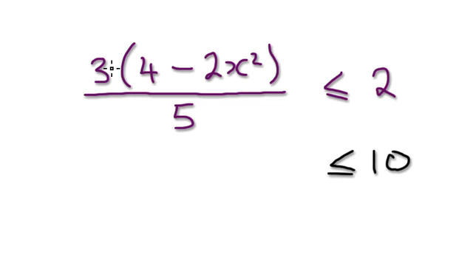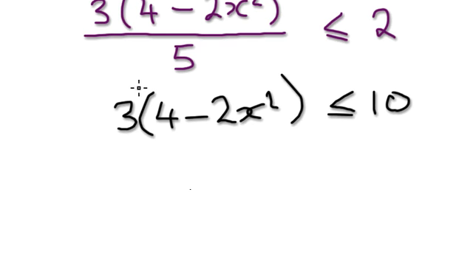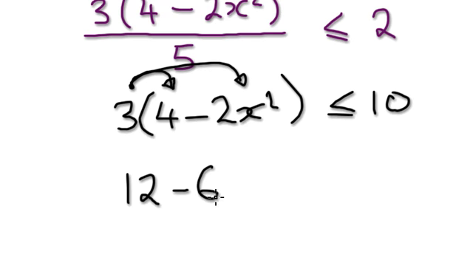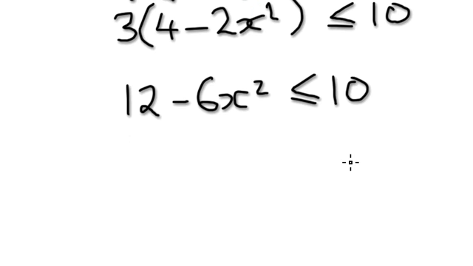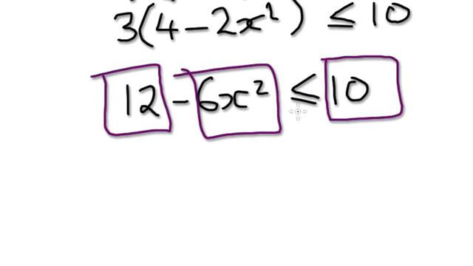This would be this. Well, that will leave you with 3 bracket 4 minus 2x squared, and then multiply out the brackets here. So it's like this. Okay, so this will be 12 minus 6x squared less than or equal to 10, and then here you can see you've got this block minus this block, so less than or equal to this block here. So add 6x squared to both sides.